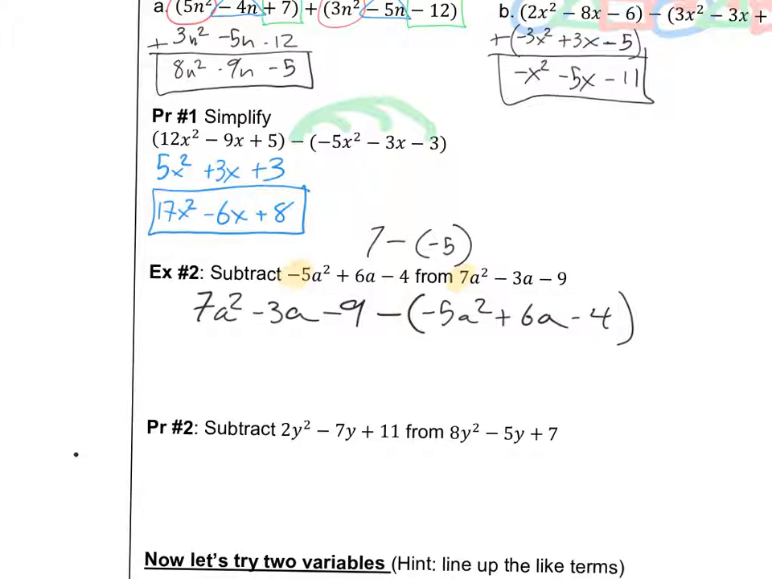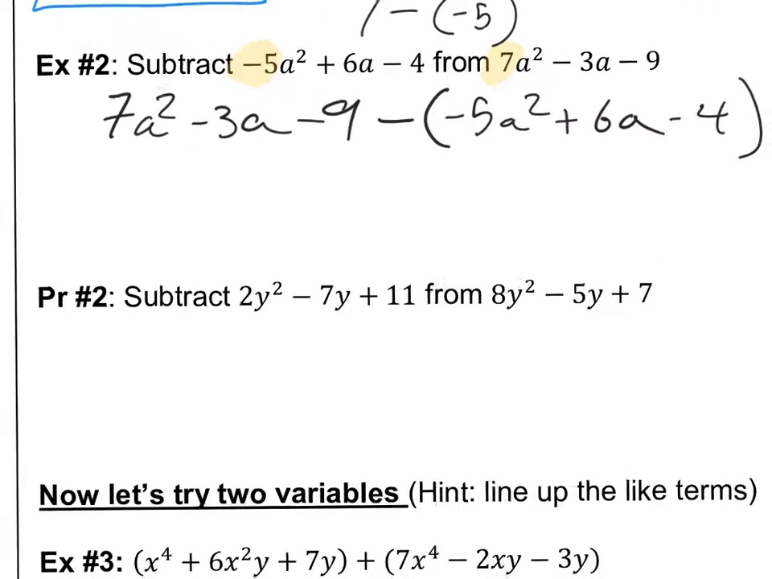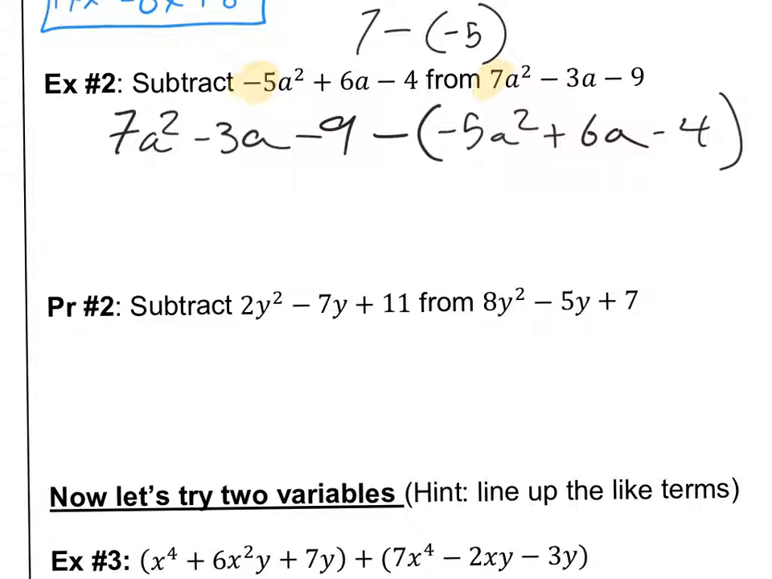But it's really important that you recognize what's going on there in the language, right? And the easy way to do that is to think about the first number. Subtract negative 5 from 7 would look like that. So that means that subtract negative 5a squared plus 6a minus 4 from 7a squared minus 3a minus 9 would look like this. So let's actually do the math now. I'm going to distribute that negative sign, right? Distribute it to every single term. So negative negative makes positive. So that's a positive 5a squared.